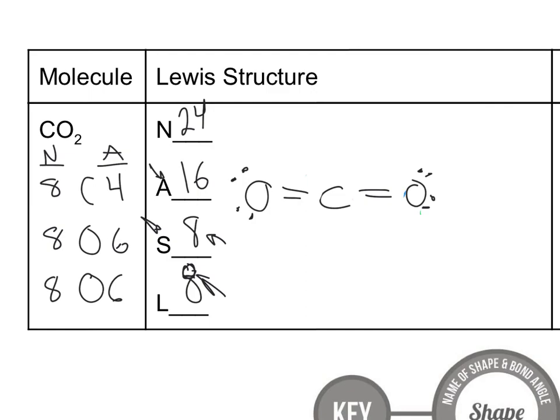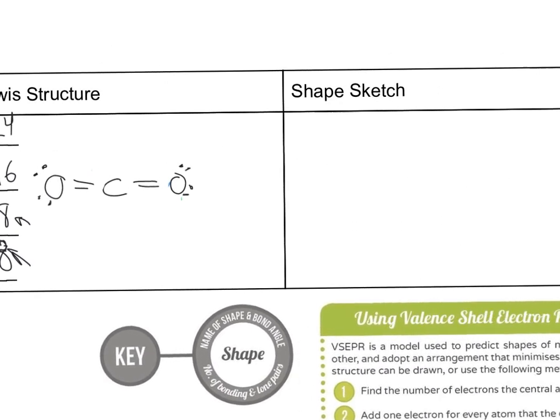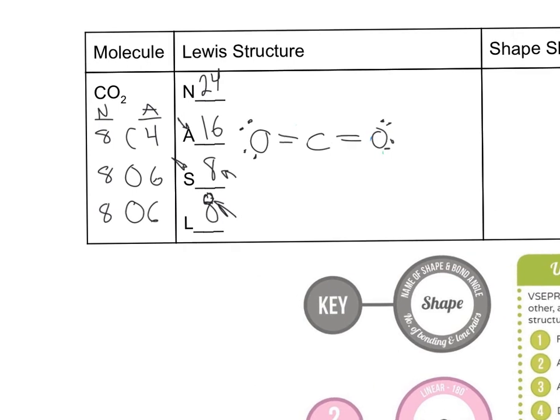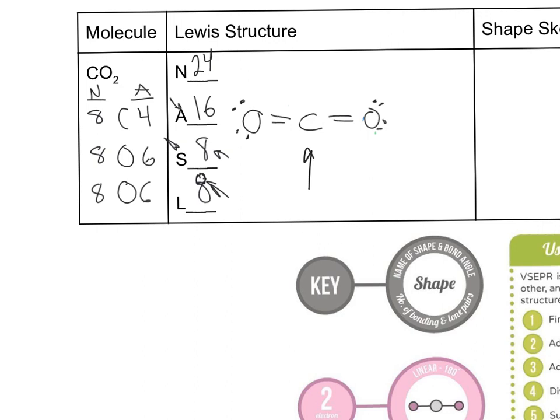Now moving over to the shape. We want to figure out what's the shape. When you're looking at the shape, you only want to look at the center atom, in this case the carbon, and you want to look at how many connections there are. The trick to this is these double bonds count as one connection because they're between the carbon and a single atom of oxygen on each side. So this counts as one electron region. This counts as one electron region. So the total is two regions.